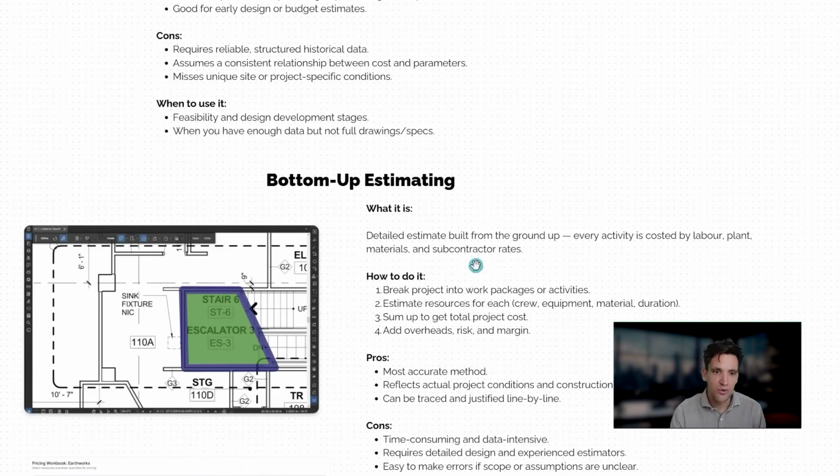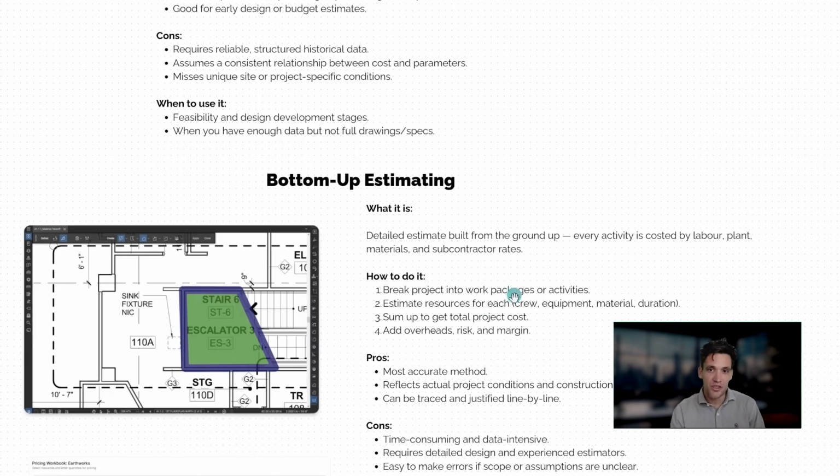Okay, the final type we'll talk about are bottom-up estimates. So these are detailed estimates put together from the ground up. Every activity is costed. The labor, plant, materials, and subcontract. We know exactly what we're going to spend to deliver this portion of the project. We need to understand the work in detail. We need perfect drawings, perfect information to do this, because basically we have to work out exactly how we're going to deliver the project.